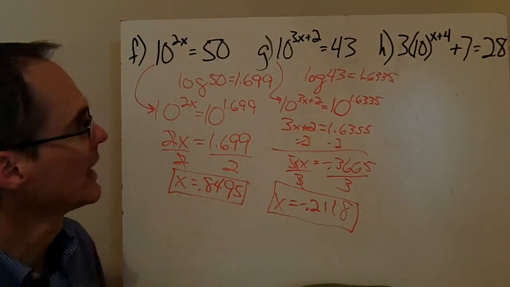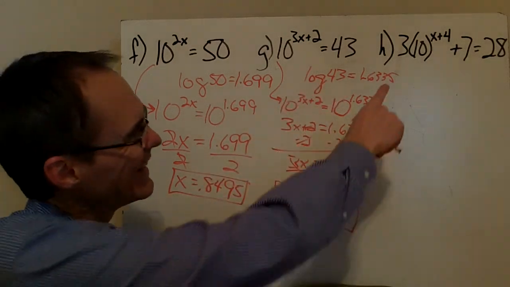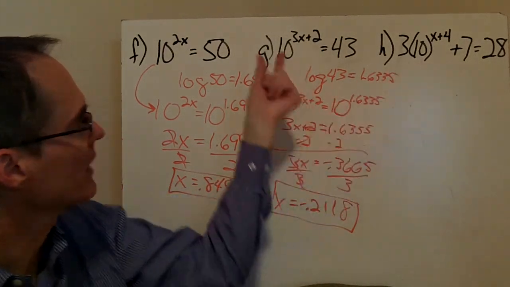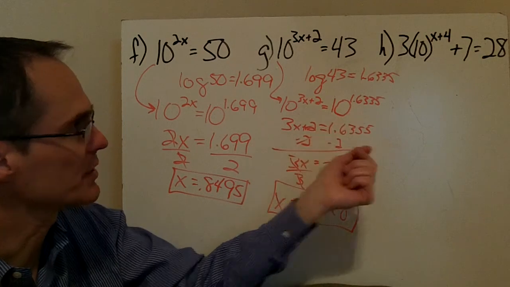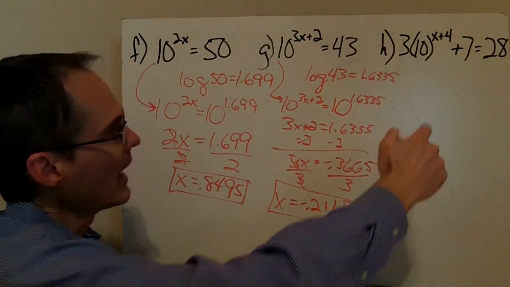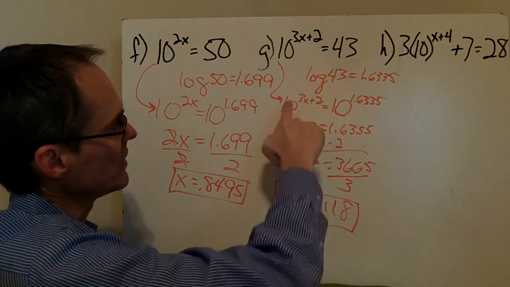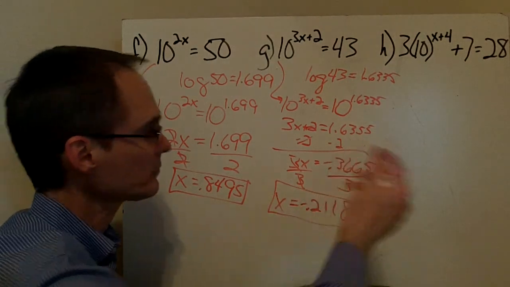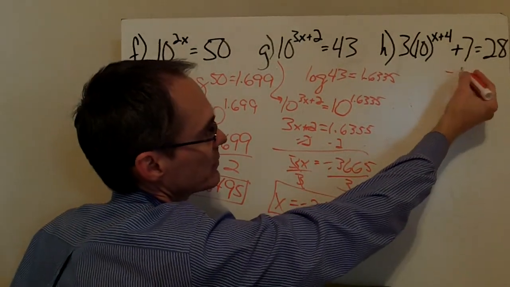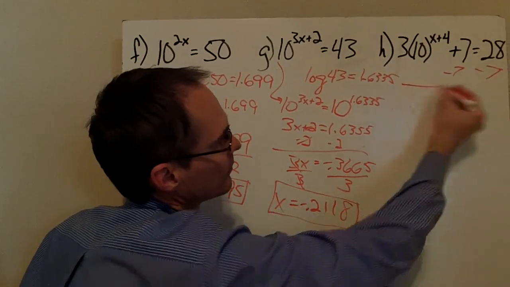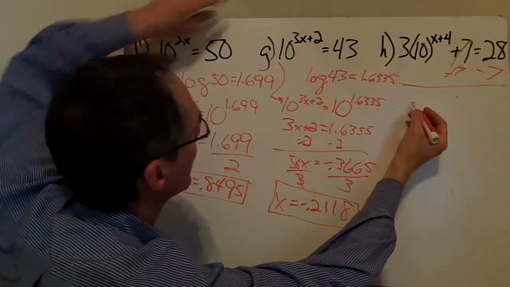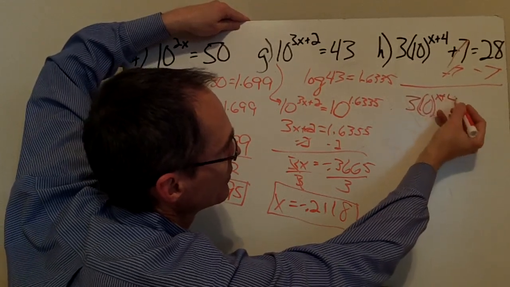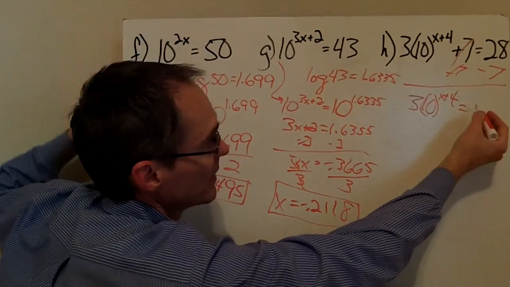And there's that one. Now, problem H looks a little bit more complicated. I can see I've got a little bit more work that I'm going to have to do before I get it in the form of 10 raised to a power equals 10 raised to a power. But I know how to do that. I want to essentially make this equation look like these equations over here. So I'd like to get all my numbers over here except for 10 raised to a power. So I can subtract 7 from both sides. So my 7's go away here. And I've got 3 times 10 to the power of x plus 4 equals 28 minus 7 is 21.